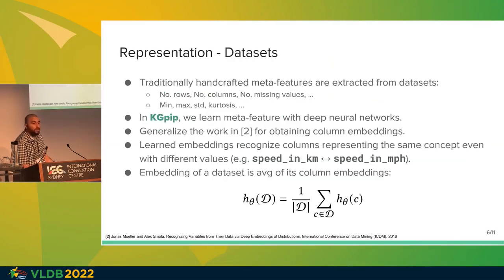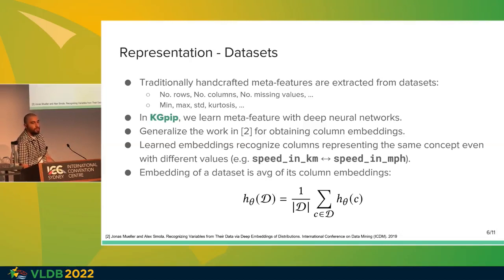Traditionally, meta features are computed by statistical measures, for example, mean, maximum, kurtosis, etc. However, in this work, we learn the meta features. That is, through a neural network, we learn an embedding of columns. We generalize the work by Moller and Smola, where they proposed to learn column embeddings. Column embeddings are similar to word embeddings. Instead of representing the column as is, we represent it with a fixed dense representation.